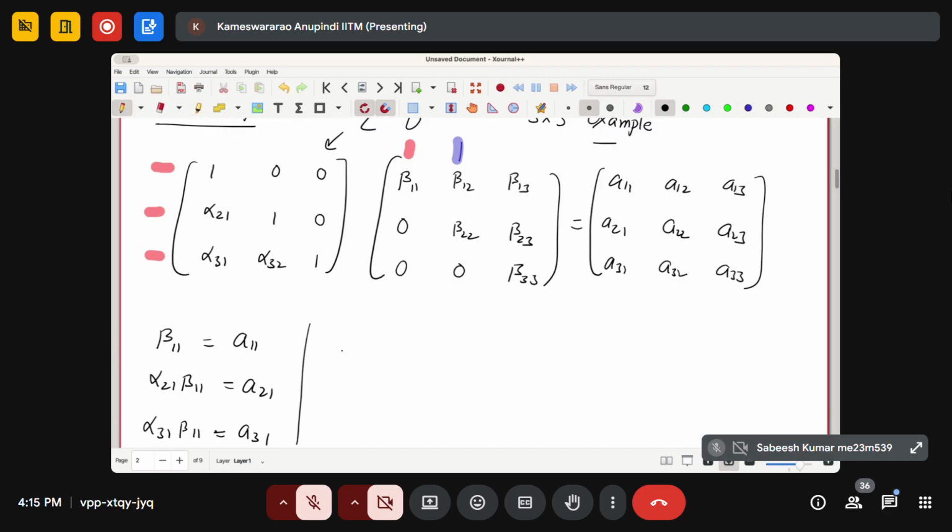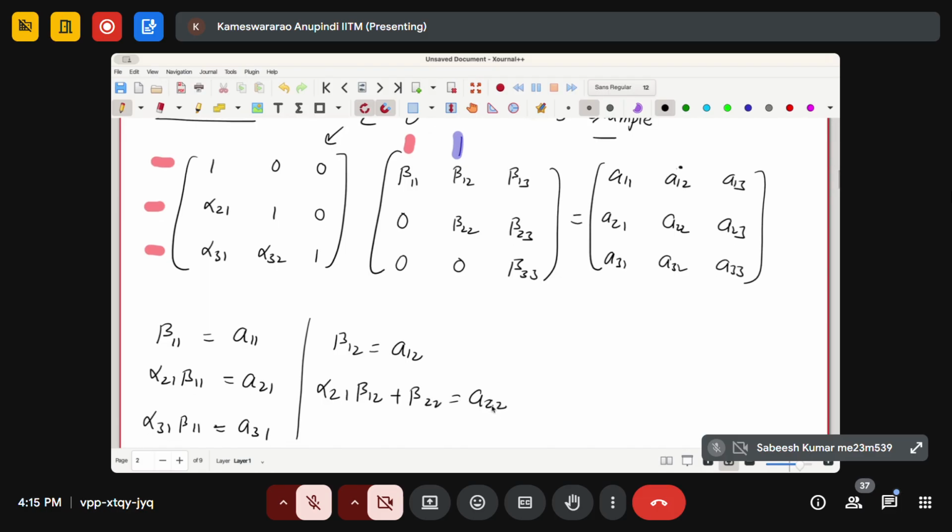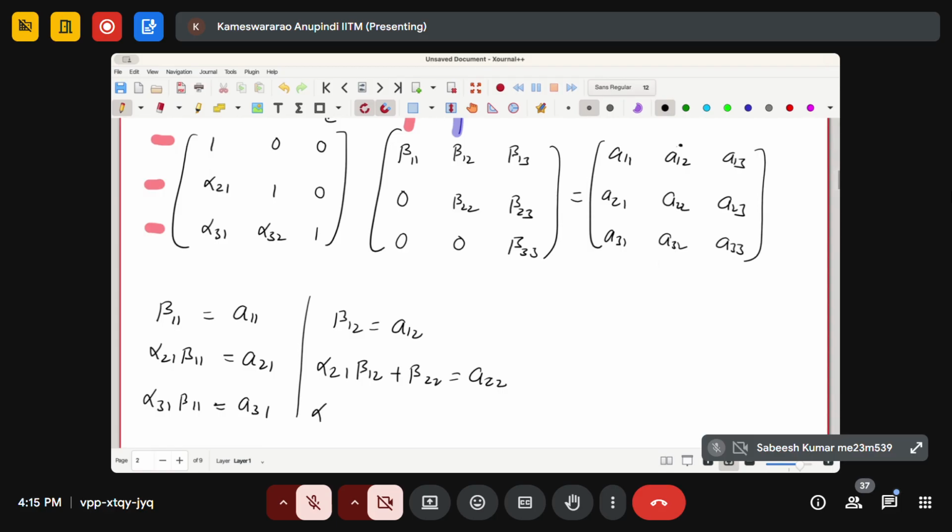That's going to give me 1 times beta 12, which is beta 12 equals A12. Right? When you multiply with this, you're going to get this element. Similarly, when I multiply with the second row, I'm going to get alpha 21 beta 12 plus beta 22 equals A22. Okay. Similarly, the third row gives alpha 31 beta 12 plus alpha 32 beta 22 equals A32. Okay, that's what I have.